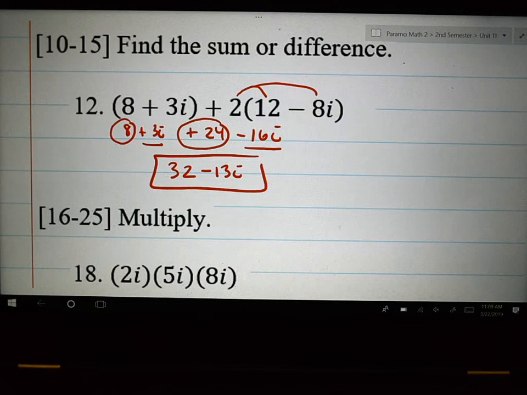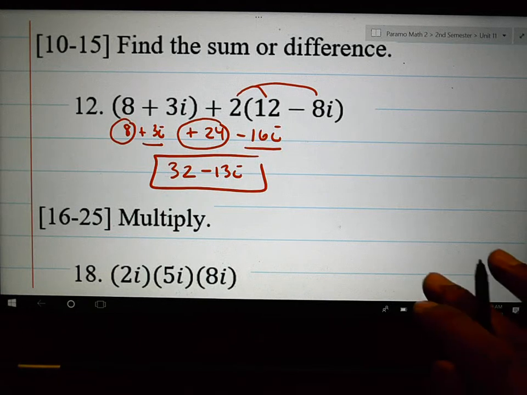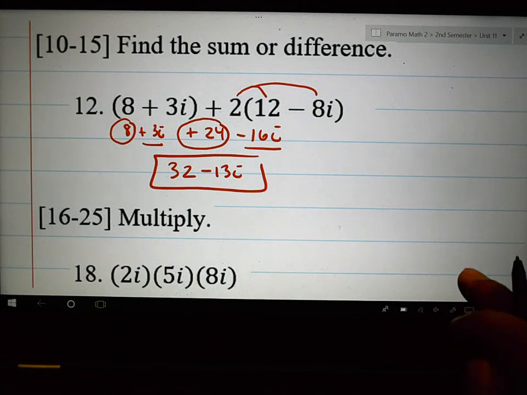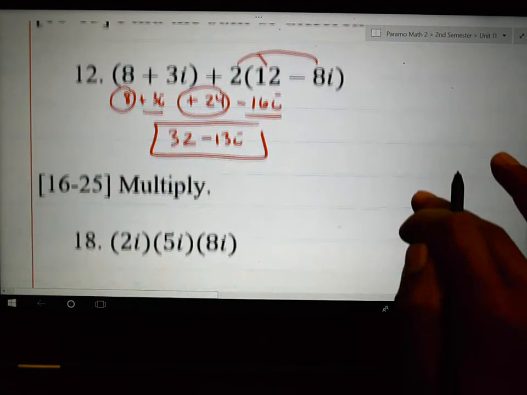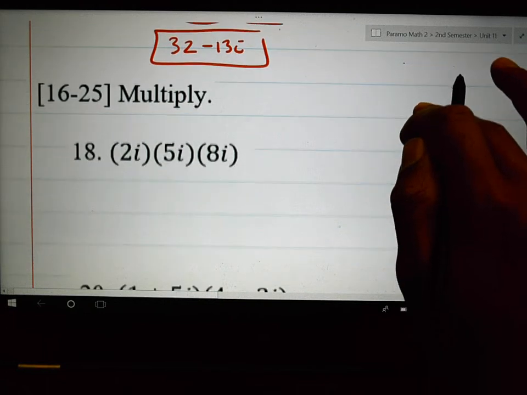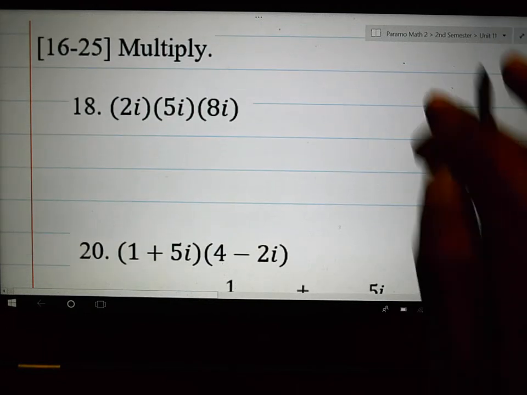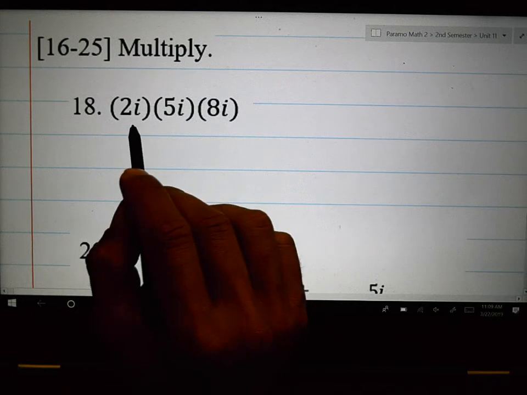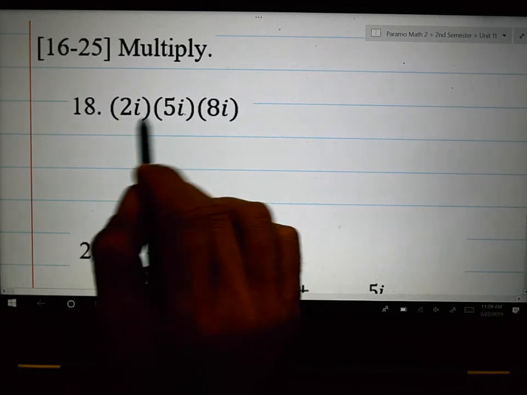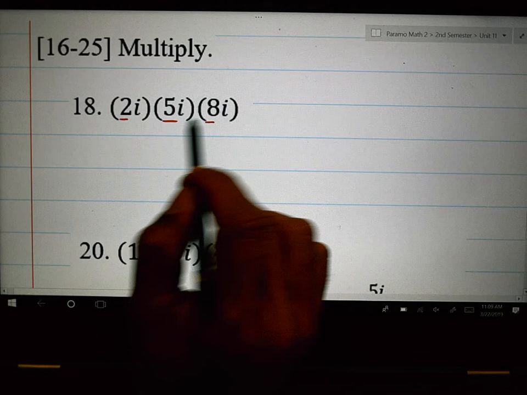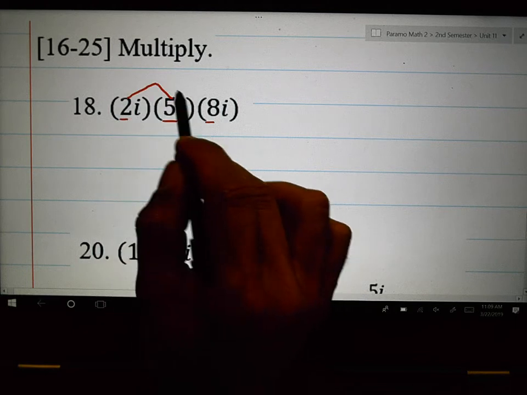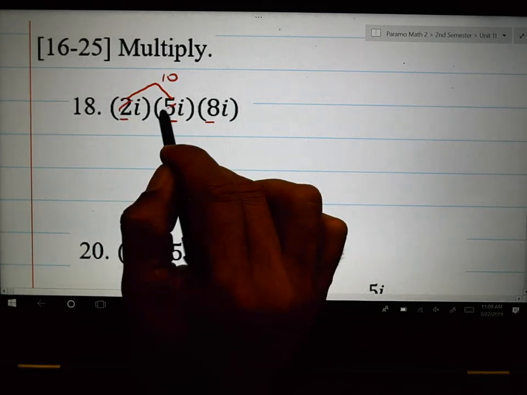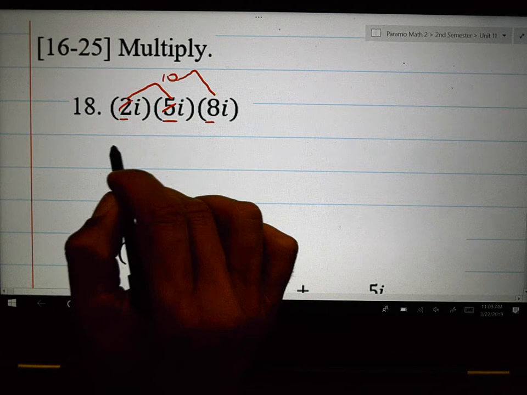A lot of people find number 12, 10 through 15 easy. Where does it get harder? When you multiply. When you multiply, things get a little bit tougher because you have to remember what i squared is. When you're multiplying, you can multiply in any order, so I would multiply 2 times 5, and then multiply that times the 8.